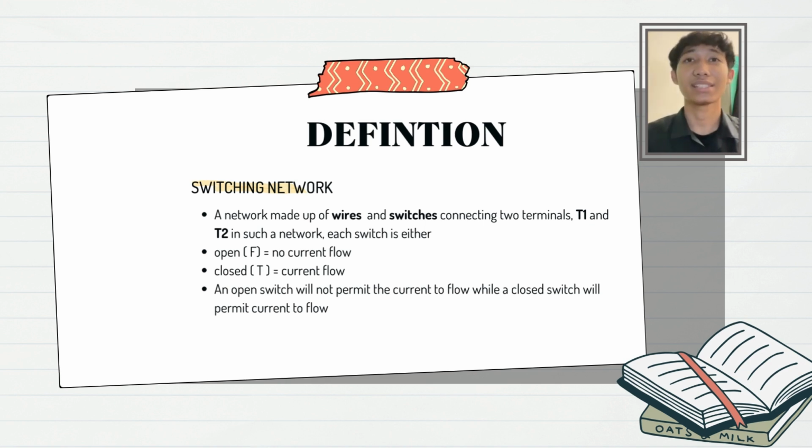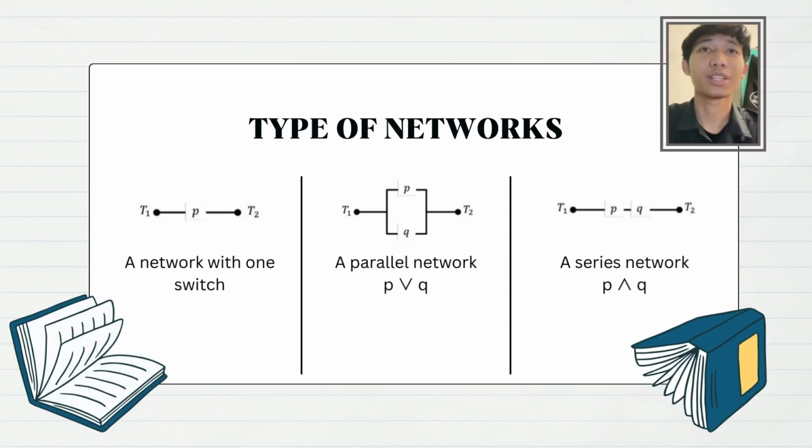The second one is closed. Closed we put as T. T means true, so T is equal to current flow. An open switch will not permit the current to flow, while a closed switch will permit current to flow. Now we move to types of network, the first one is a network with one switch.